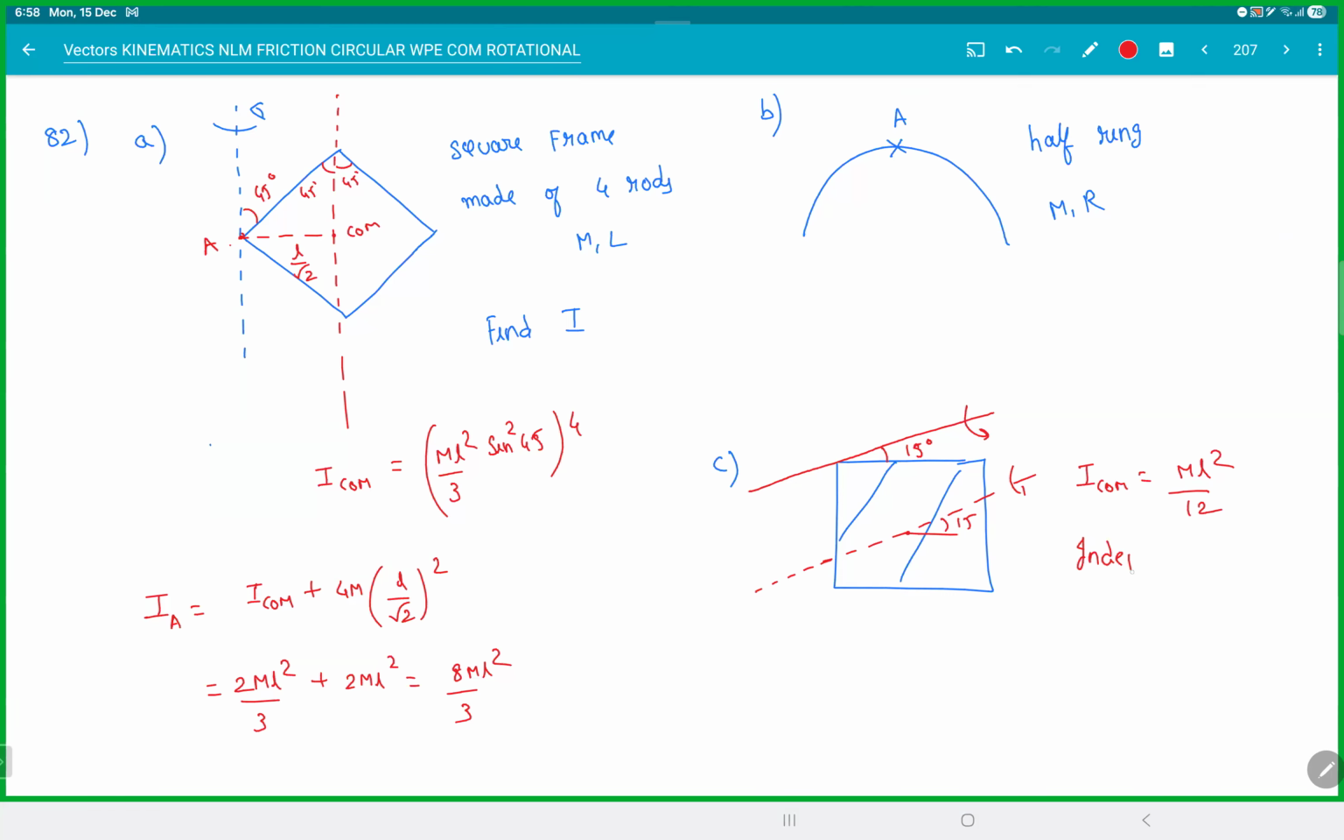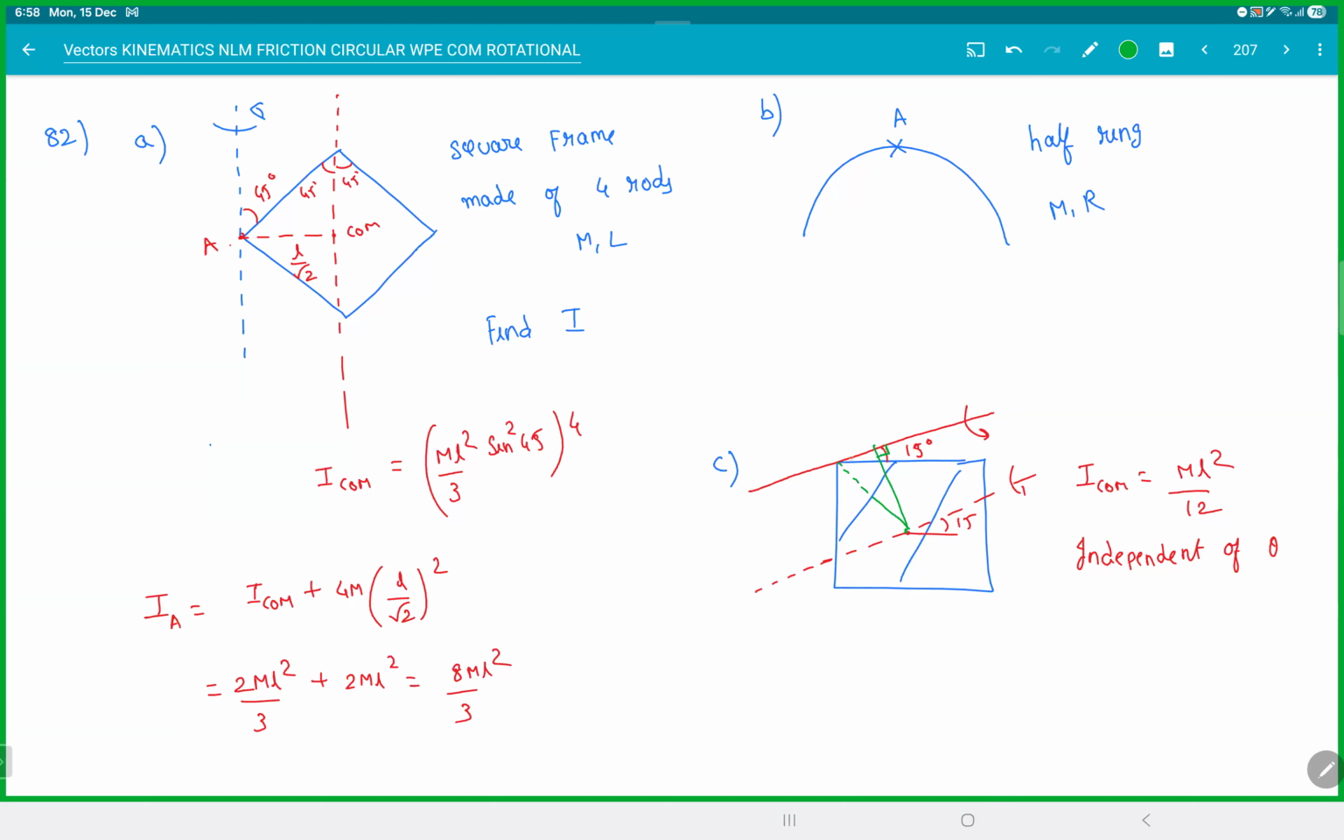That's a good result to remember. That itself would be a question in the exam of BITS or something. For any line passing through the axis in the plane of a square plate, it is ml square by 3. And here the most common mistake is this. People think the half diagonal is the perpendicular distance, which is not true.